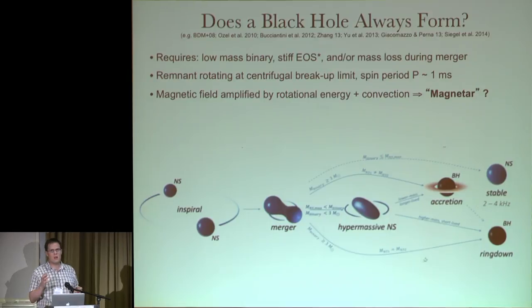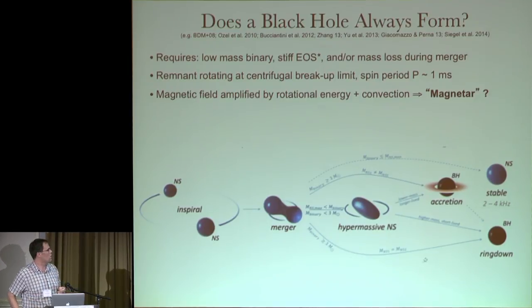Okay, I want to return to this question of whether or not black holes always form. So I mentioned at the very beginning that it's possible if you have a low-mass binary or a very stiff, let's say the neutron star maximum mass is 2.55 and you merge two 1.2 solar mass neutron stars, you could end up with a final object which never collapses into a black hole, or only after a very long delay. And if that's the case, it will be characterized by two things. One, it will be very rapidly spinning just by angular momentum conservation. It will be spinning at about a millisecond.